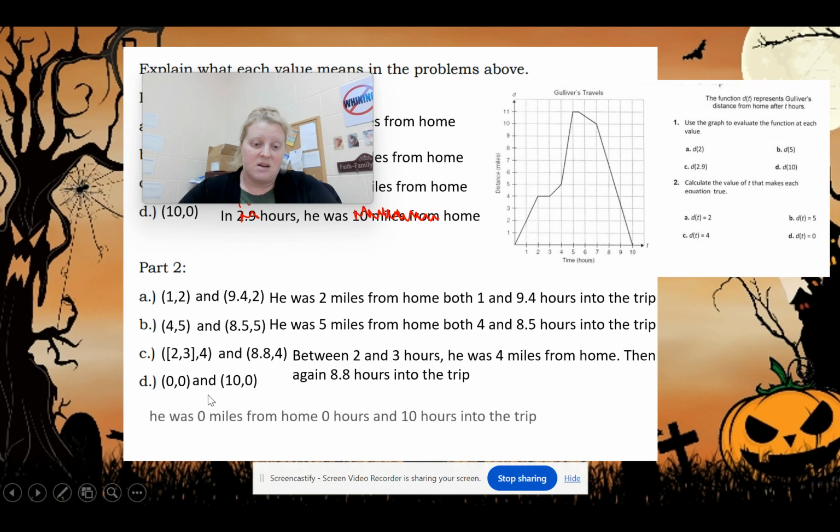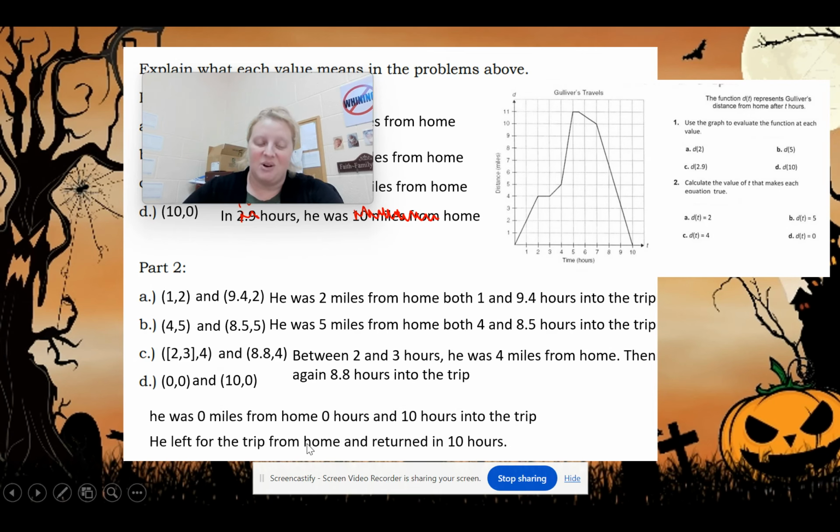And then letter D, initially kids will say, well, he was 0 miles from home, 0 hours into the trip, and also 10 hours into the trip. It's kind of silly to say I'm 0 miles from home in 0 hours. So what's really happening is he started his trip from his house. So he left from home, and then if he's 0 miles from home, that means he's back. So he actually came back home in 10 hours. He left home and then he returned. That's what those 0s signify.